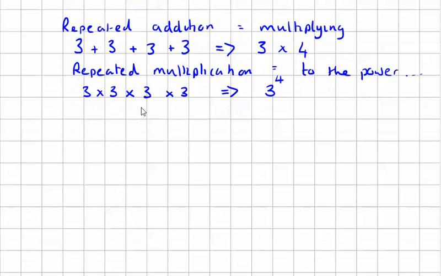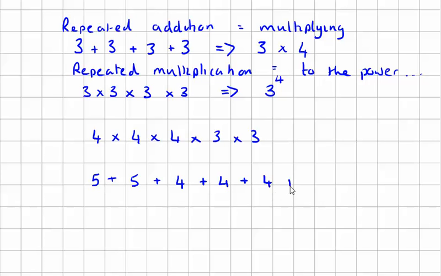Okay, just to extend this a little bit then, what if I said, could you rewrite, not the value, what if I said to you, we've got 4 times 4 times 4 times 3 times 3. Or we would do 5 plus 5 plus 4 plus 4 plus 4 plus 8. Now, I don't want a value, I just want maybe a shorter way of writing it.